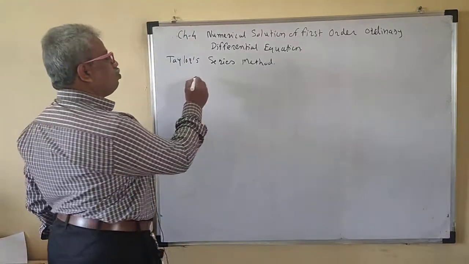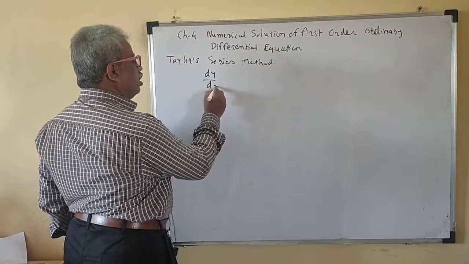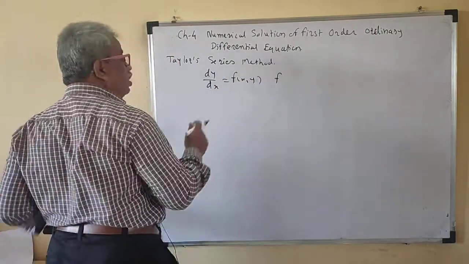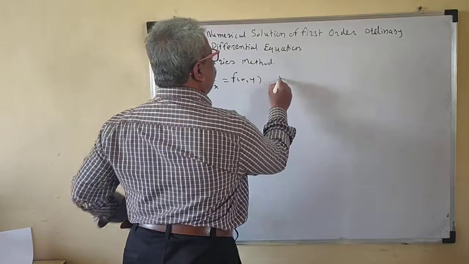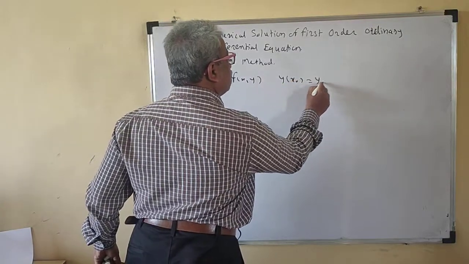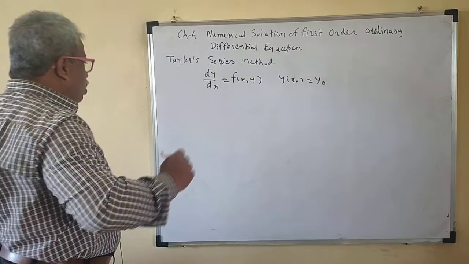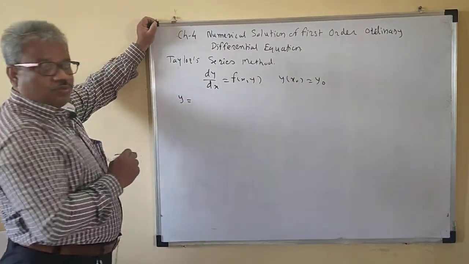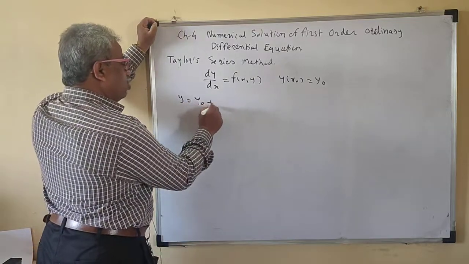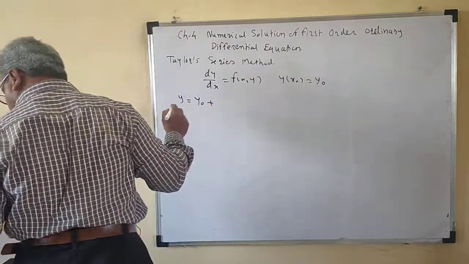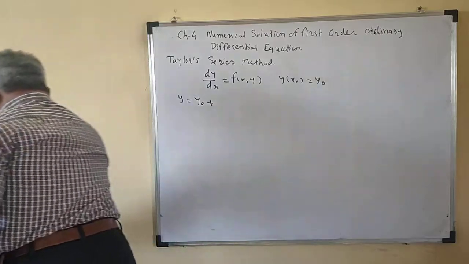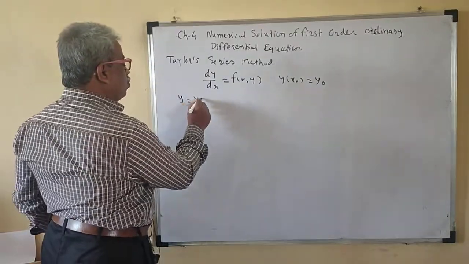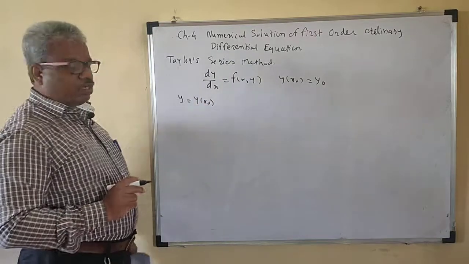That means we have to solve the differential equation dy by dx equal to f of x, y, where the initial condition is provided to you, y of x naught is equal to y naught. So what is the Taylor series for this one? This is y is equal to y naught, where y naught is just y of x naught. You can write y naught also.